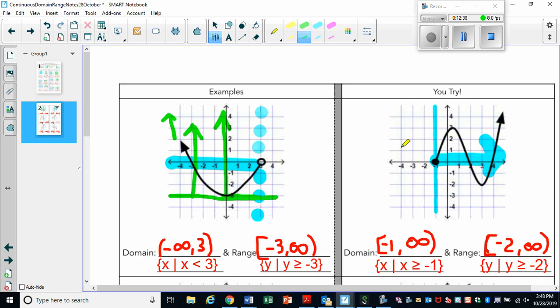Now for your range, notice how the lowest point of this function occurs at y equals negative 2. That's right here. But this function is going to go forever and ever up this way. So our range is such that y is greater than or equal to negative 2. And that's what we need for the range for this one, because even though it goes to infinity, it's never going to stop. So we just need the starting point.